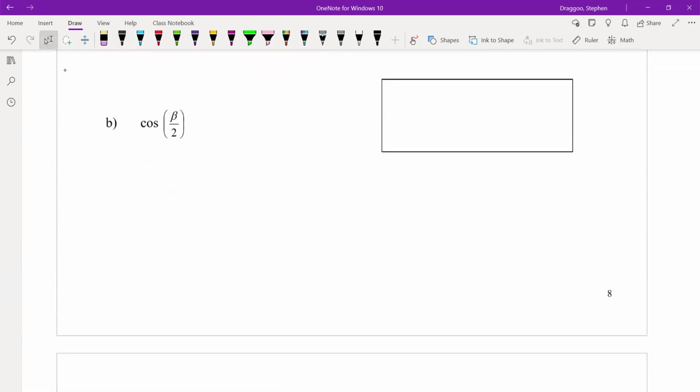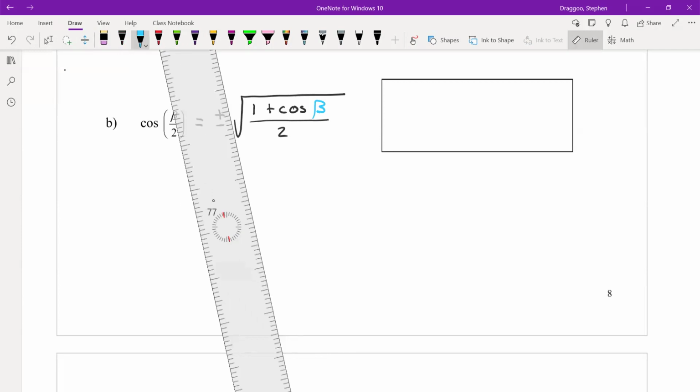Next, let's evaluate cosine of beta over 2. Starting with what we can get from our formula sheet, we know that cosine of beta over 2 should be plus or minus the square root of (1 plus cosine of beta) over 2. And that beta was the blue angle that we've been working with. Right, that's all from our formula sheet.